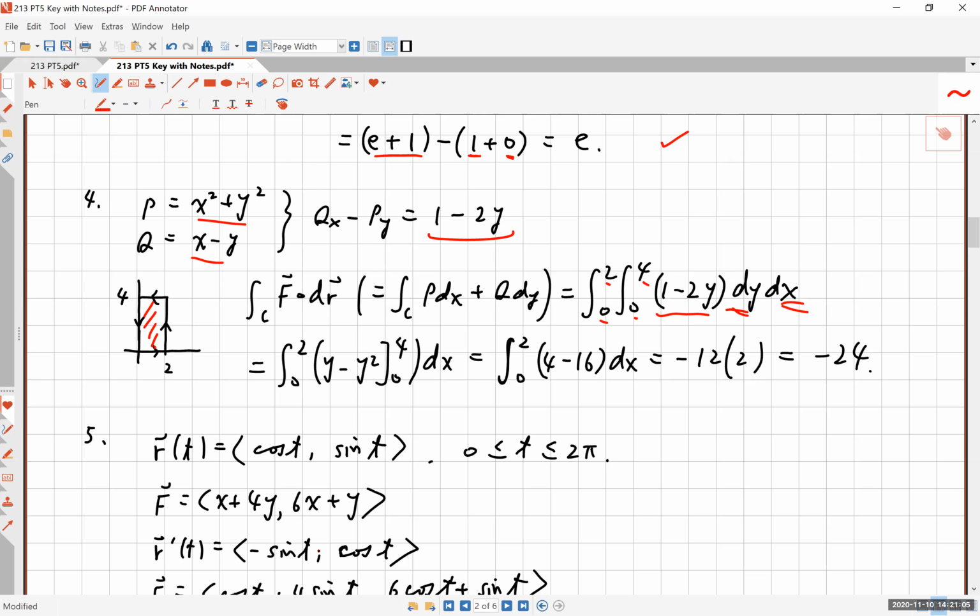And so if you integrate the first part, this will become y minus y squared. Plug in 4 and 0, it'll be negative 12. And negative 12 times the integral from 0 to 2 dx, that's 2. The answer is negative 24.